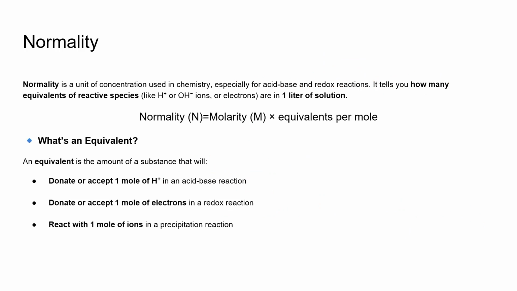All right, the last concept for this video is normality. Normality is a unit of concentration used in chemistry, especially for acid-base and redox reactions. It tells you how many equivalents of reactive species, like hydrogen or hydroxide ions or electrons, are in 1 liter of solution. So normality is equal to molarity times equivalents per mole. An equivalent is the amount of a substance that will donate or accept 1 mole of hydrogen ions, donate or accept 1 mole of electrons in a redox reaction, or react with 1 mole of ions in a precipitation reaction.